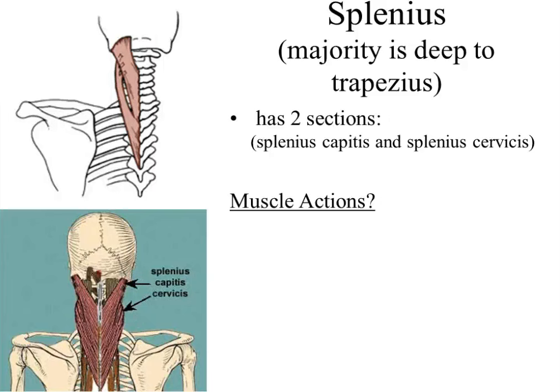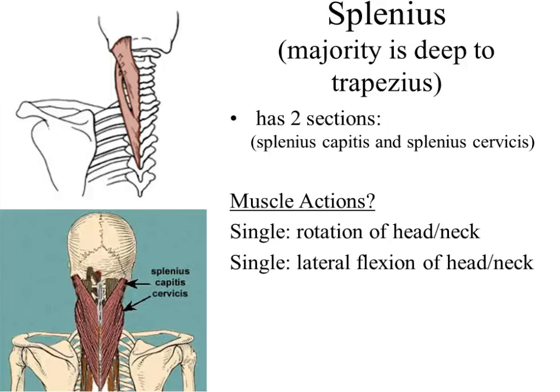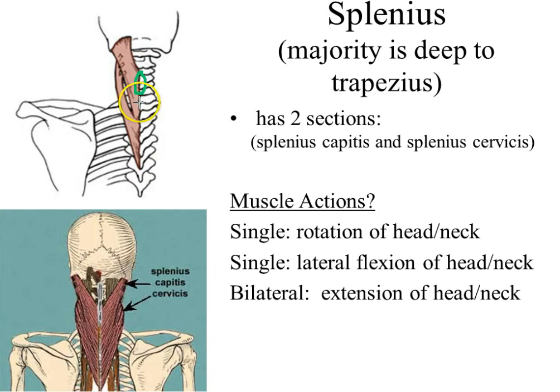So muscle actions, if we use them individually, we're going to get rotation. It's going to pull that occipital bone towards the back and cause you to look to the side. You can also cause lateral flexion. This will be bending, of course, to the same side as that muscle shortens. And then if you use them both, just like trapezius, we get neck extension. So our origin is going to be all along these spinous processes of the lower cervical and upper thoracic vertebrae. And the insertion is going to be here.